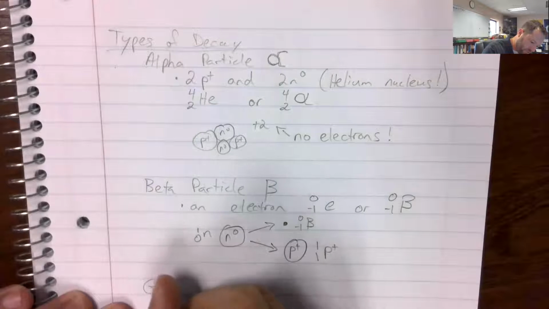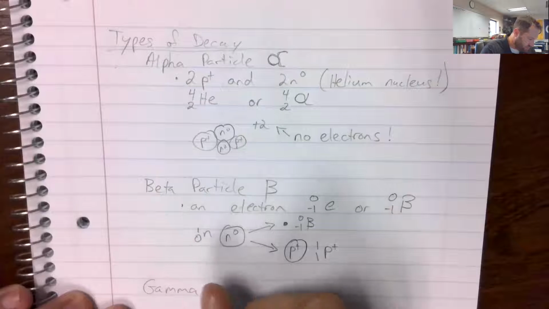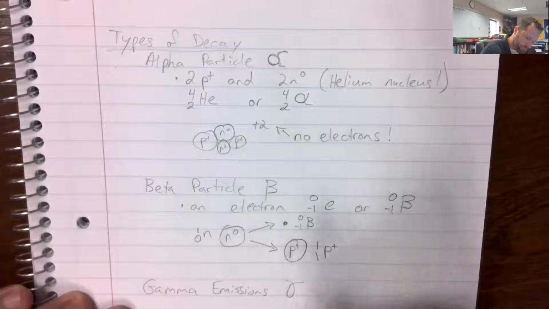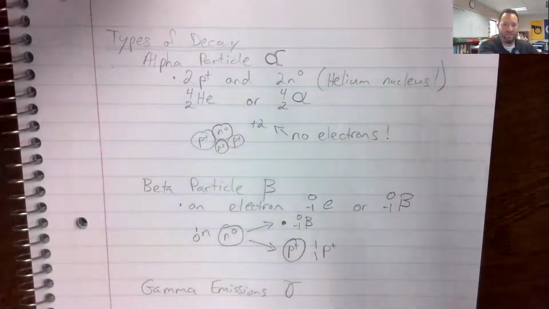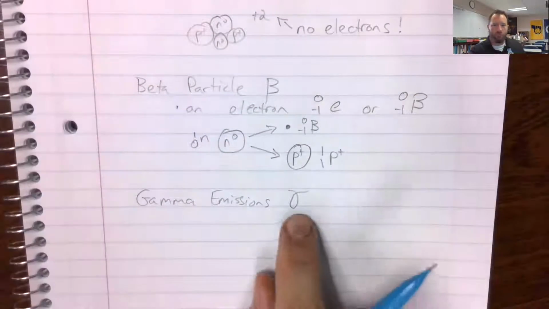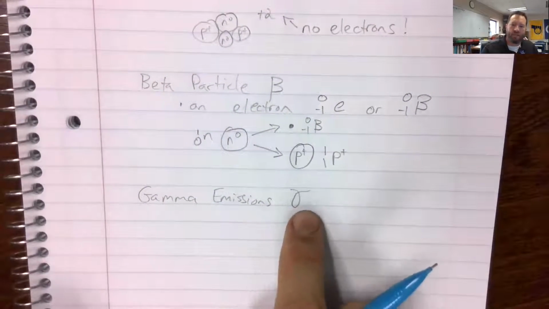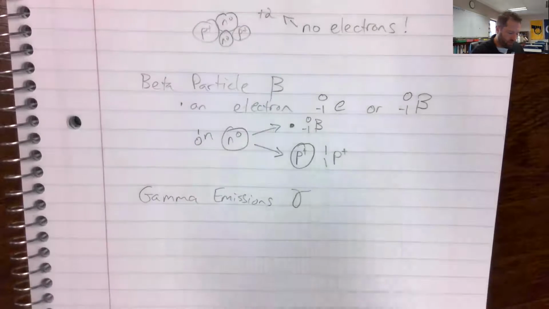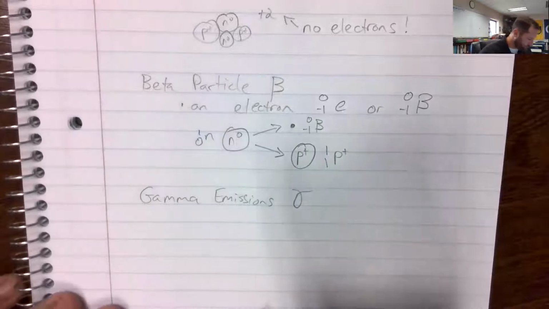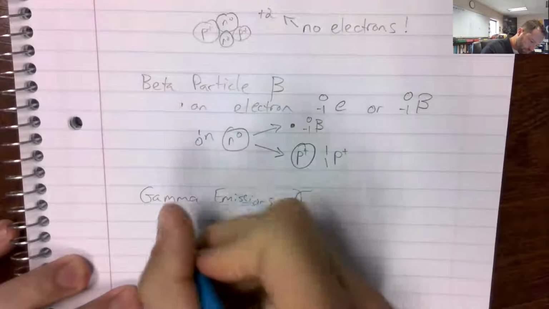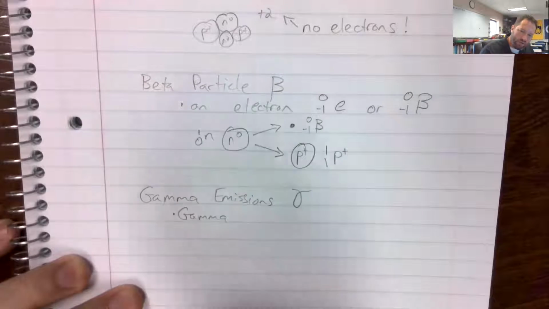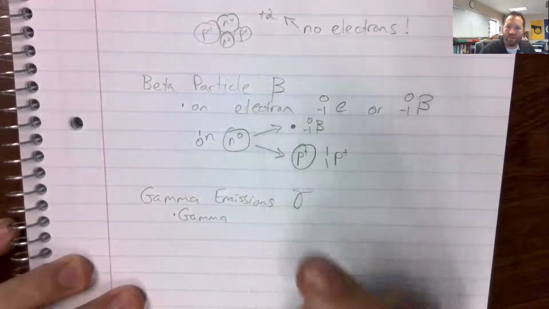All right, our third type of decay. Gamma emissions. The symbol for gamma kind of looks like this. I don't know if you know cursive, but it's like an upside down L, so just a loop there. That's our gamma symbol. There's not a whole lot to gamma emission. They have no mass, no charge.